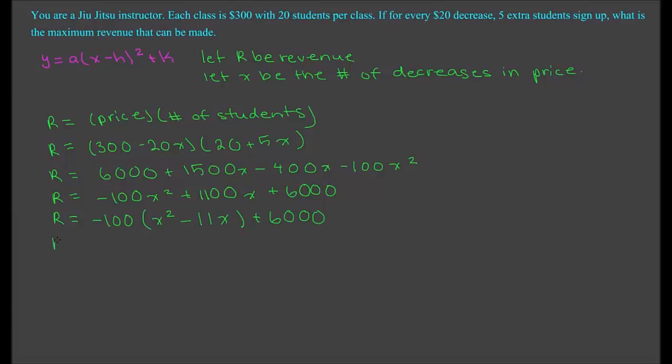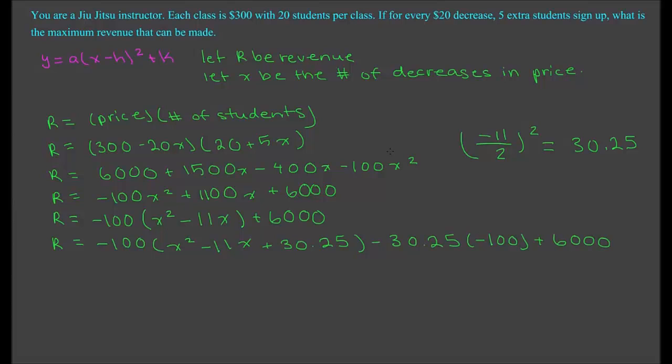plus 6,000. Now to factor the equation, we have to complete the square by adding and subtracting the second coefficient divided by 2, all squared. Now our equation is r equals negative 100 [x squared minus 11x plus 30.25] minus 30.25 multiplied by negative 100 plus 6,000. If we simplify this, our equation is r equals negative 100 [x squared minus 11x plus 30.25] plus 9,025. Finally, we can simplify this by dividing the second coefficient by 2 and taking away the value unaffected by the x value.